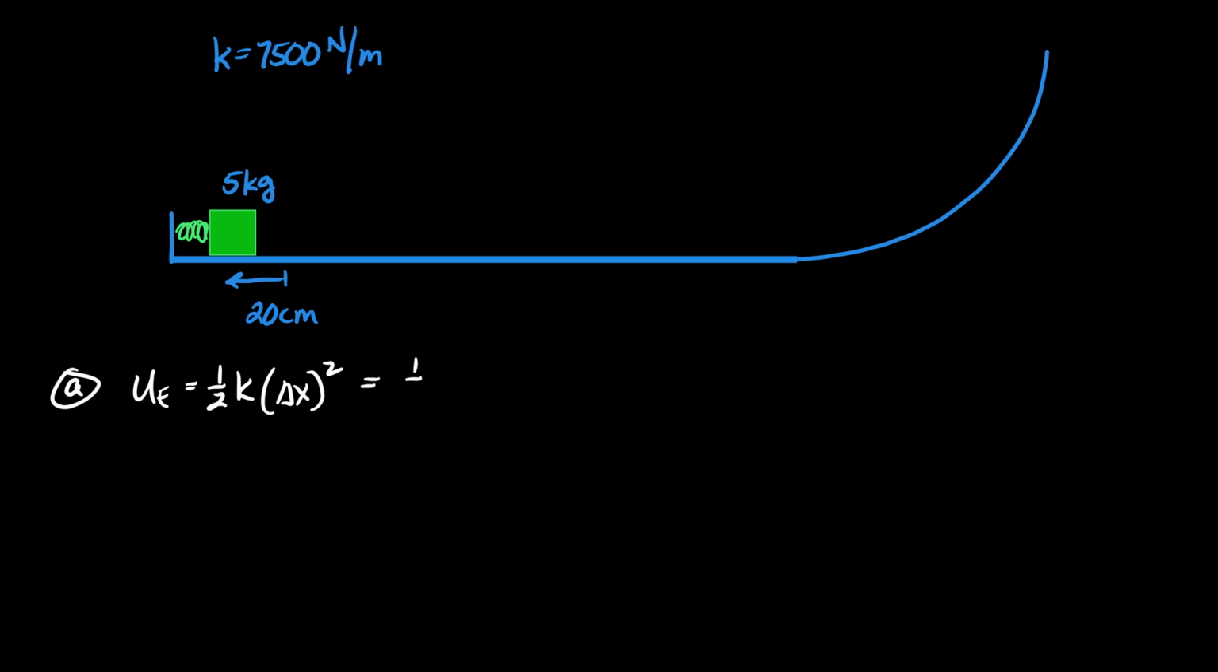So I'm going to do 1/2 times 7,500 times 0.2 squared. I have to convert that to meters. And I don't know what this is, but I'm sure I can find out. I get 150 joules.